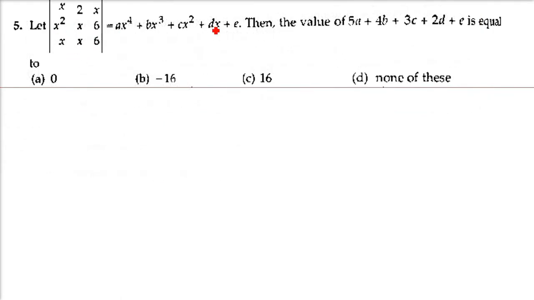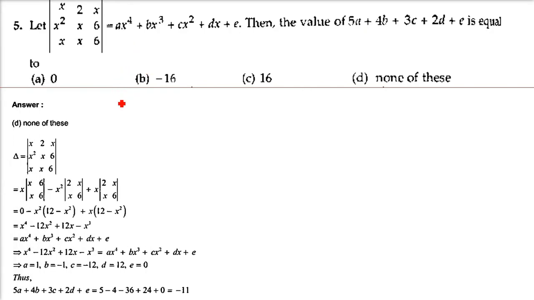Let this be an expression, or you can say an equality. Then find the value of 5a plus 4b plus 3c plus 2d plus e. So we have to find out the values of a, b, c, d and e. If we are able to find the a, b, c, d, e values, then we can use them here and find the value. Since we have an equality, we'll open the left determinant and try to equate it with the right one, and equate the coefficient of x to the power n on either side.